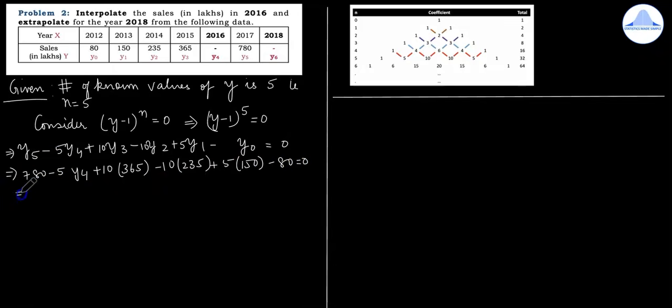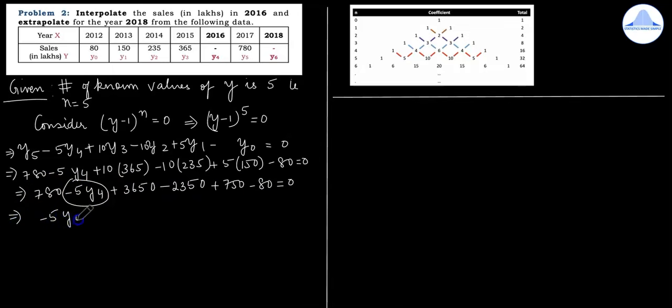Now simplify further. So 780 minus 5y4 plus 3650 minus 2350 plus 750 minus 80 is equal to 0. Now keep minus 5y4 as it is and put the remaining values in the calculator and simplify. So you'll get minus 5y4 plus 2750 is equal to 0.